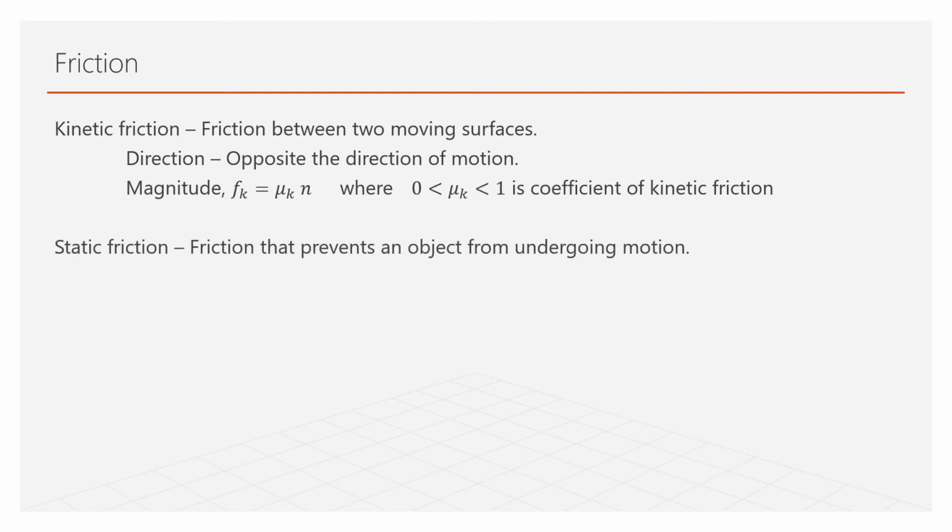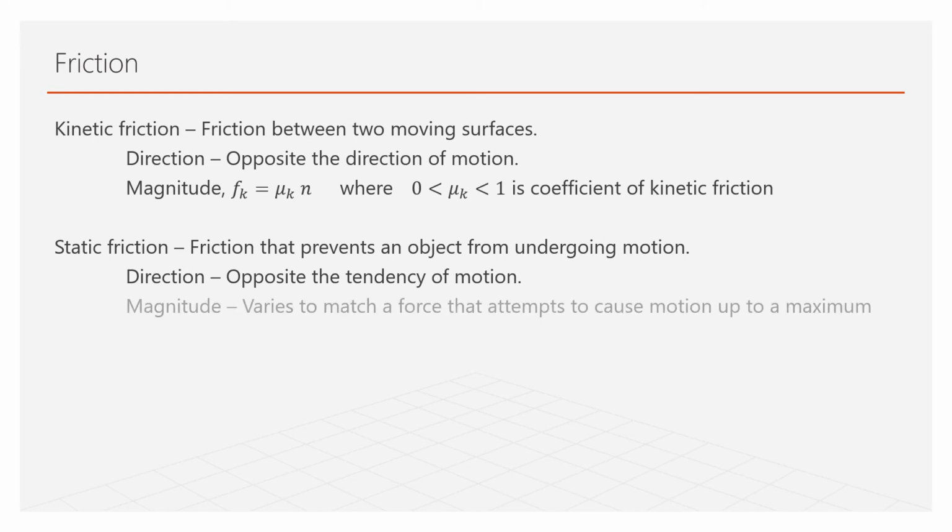The proportionality constant is called the coefficient of kinetic friction and varies between 0 and 1. Static friction is friction that will prevent an object at rest from undergoing motion. Its direction is opposite the direction of the tendency of motion, and its magnitude varies to match the force that is attempting to cause motion, but there is a maximum amount of static friction called the coefficient of static friction.